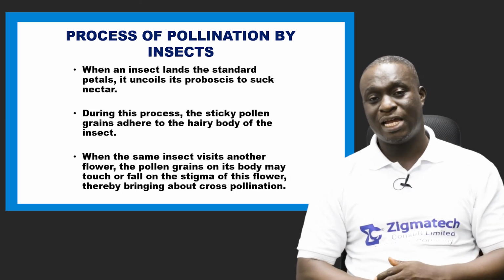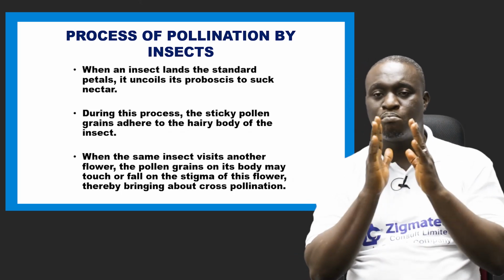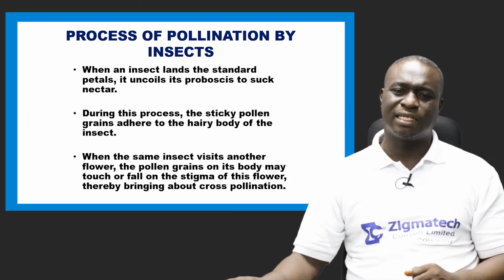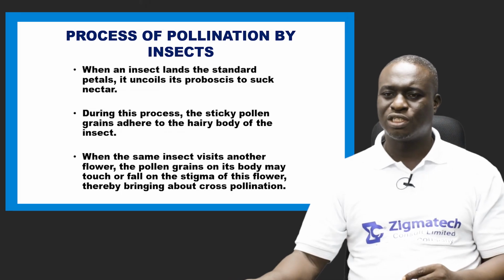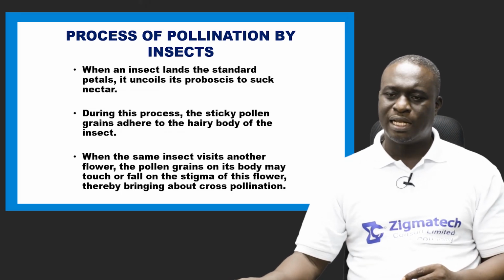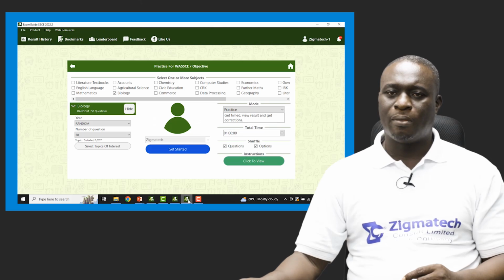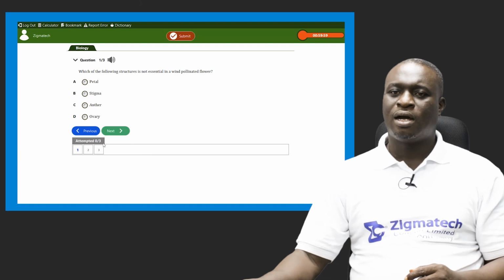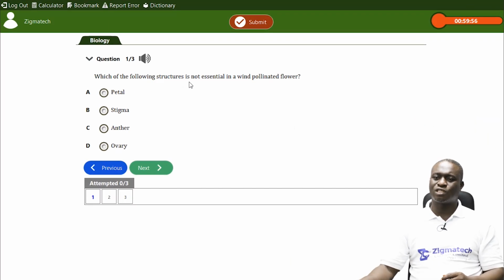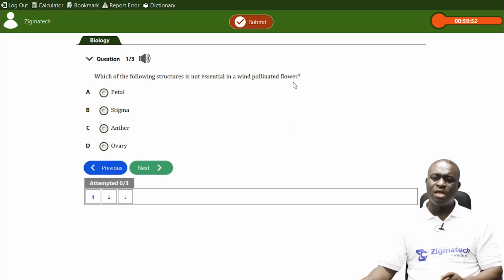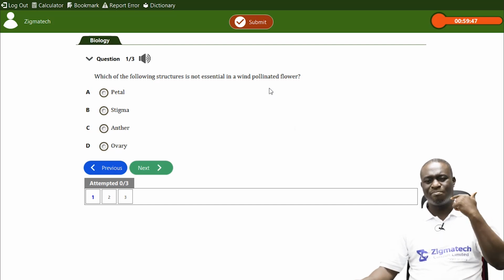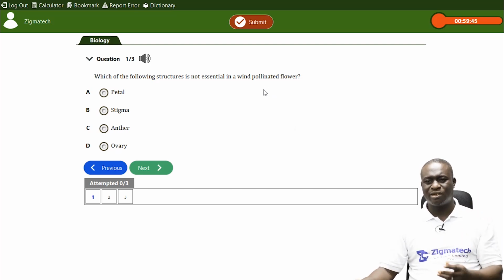Now, this brings us to the end of this topic on pollination. But before we go, I'd like us to take a look at some few questions using the Examguide app. Let's take a look at SSC. Very few questions, we have 3. They said, which of the following structures is not essential, not important, in wind-pollinated flowers?